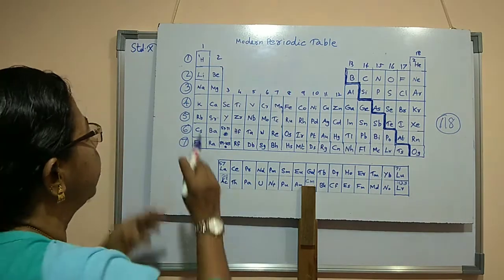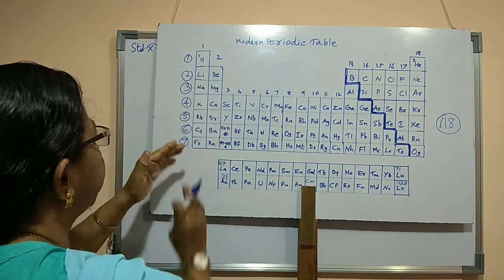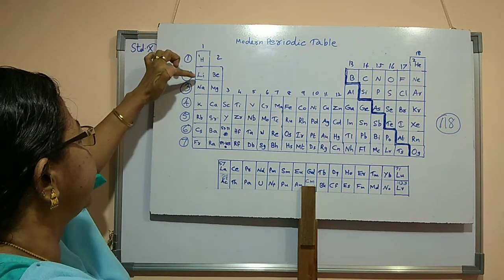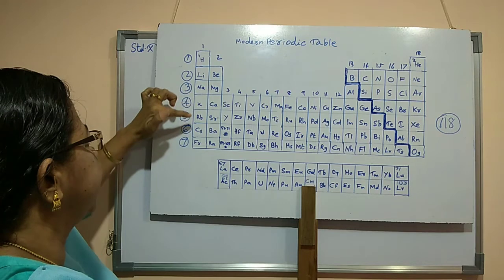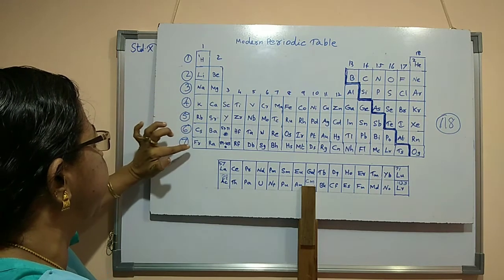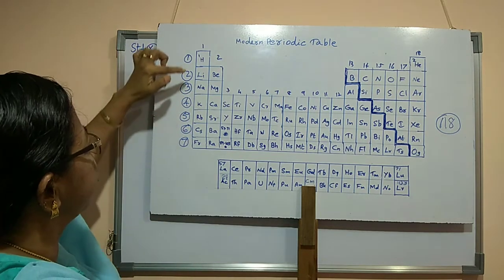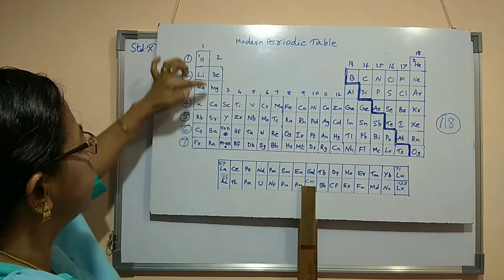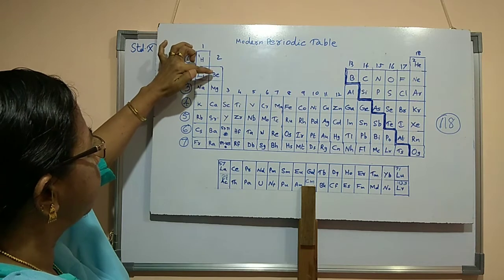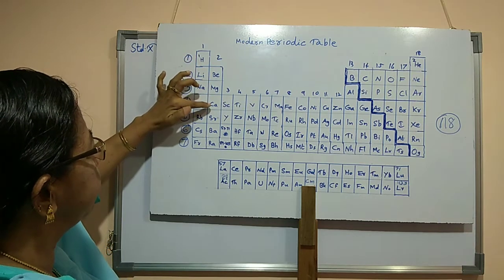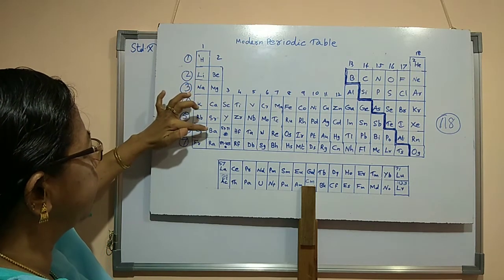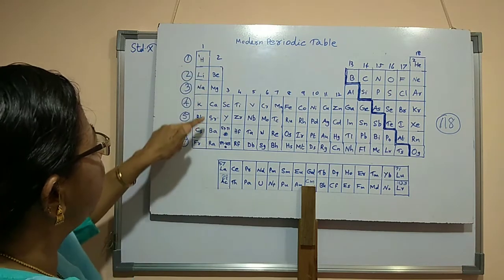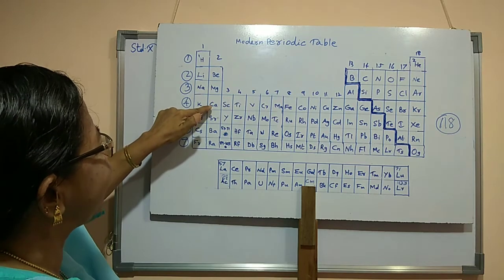Now here, this is the first group of elements, containing hydrogen, lithium, sodium, potassium, rubidium, cesium, francium. But we need to study up to potassium. After that, the second group of elements, containing beryllium, magnesium, calcium, strontium, barium, radium. But out of them, we need to study up to calcium.